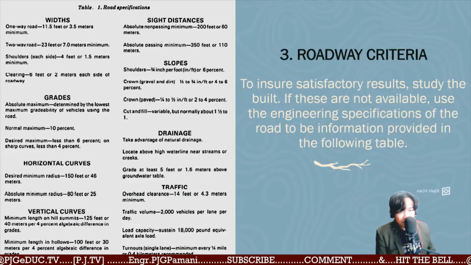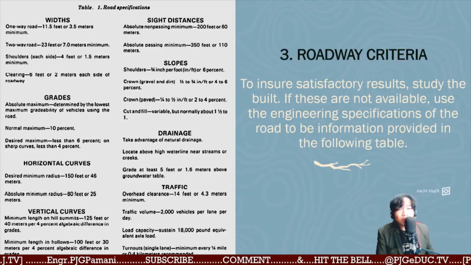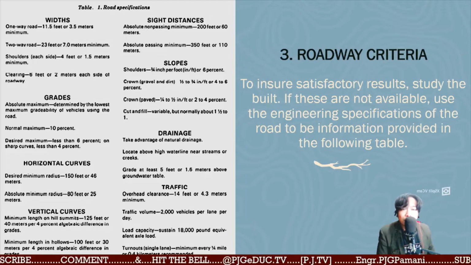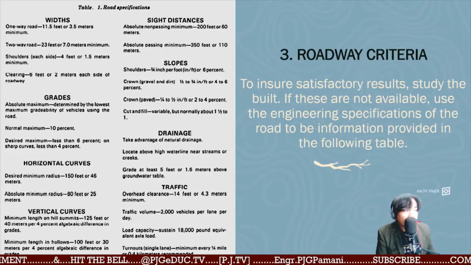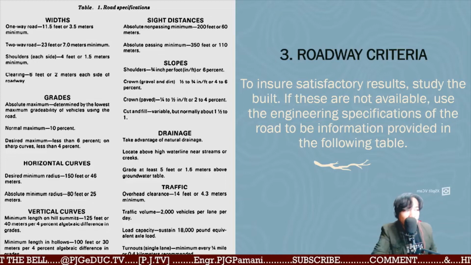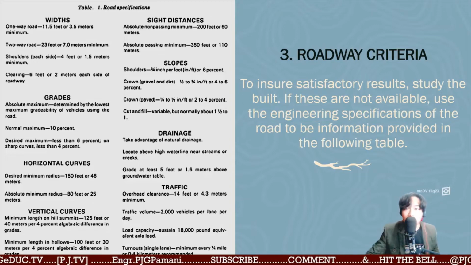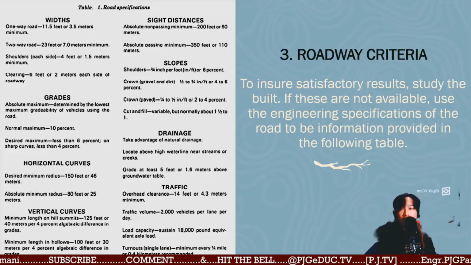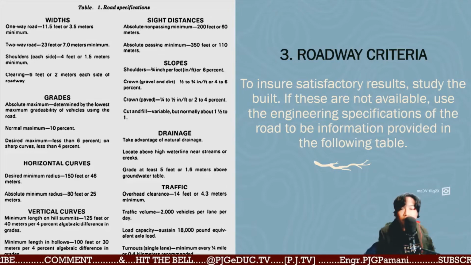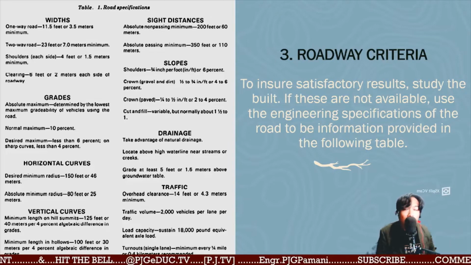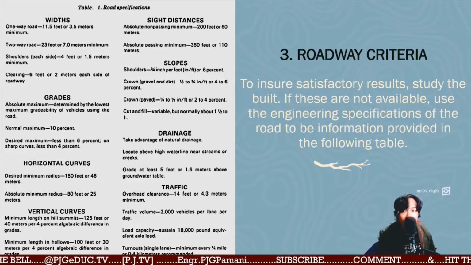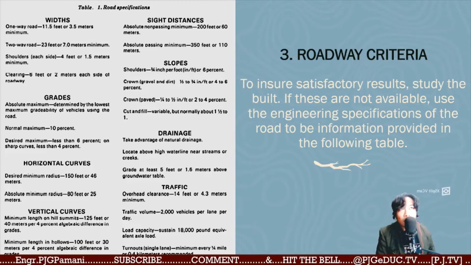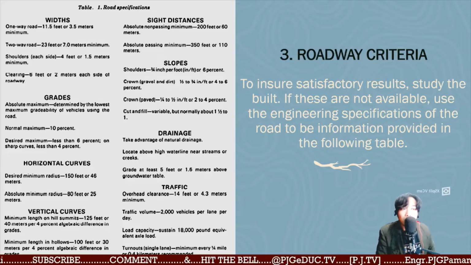With the roadway criteria, we need to ensure satisfactory results. Study the build, and if these are not available, use the engineering specifications of the road provided in the following table. With regards to the width of the roadway, the minimum roadway considered is around 3 to 3.5 meters. 0.5 meters is a part of your gutter or drainage section. Sometimes the 0.5 is considered as the pedestrian lane for your roadways.